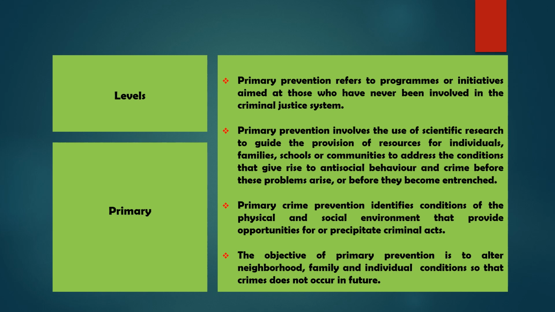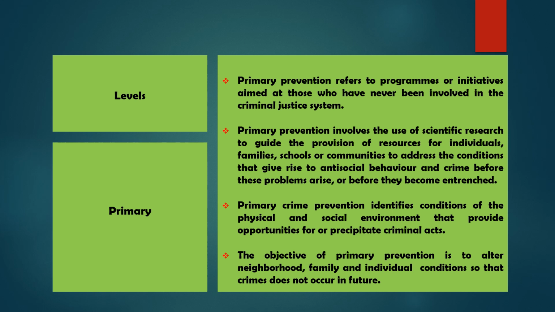And the primary prevention involves the use of scientific research to guide the provision of resources for individuals, families, schools, or communities to address conditions that give rise to antisocial behavior and crime before these problems arise or before they become entrenched in society. In other words, we agree here that crime has several causes. These causes are at family, at where we live, and some of them are beyond where we live. So the issue is, what is it that can be done to address the causes of crime so that individuals that are susceptible to criminal activities are prevented from engaging in such criminal activities?